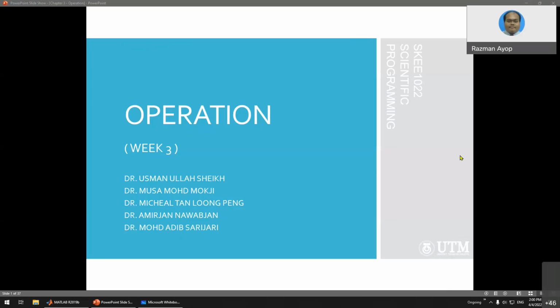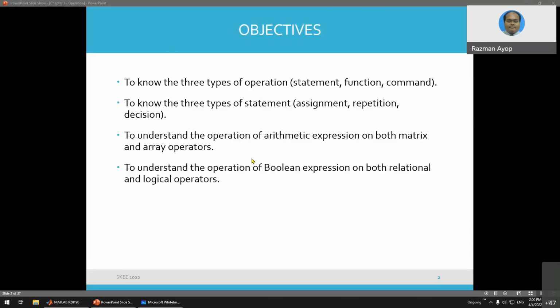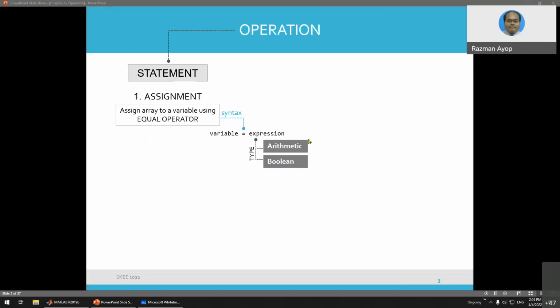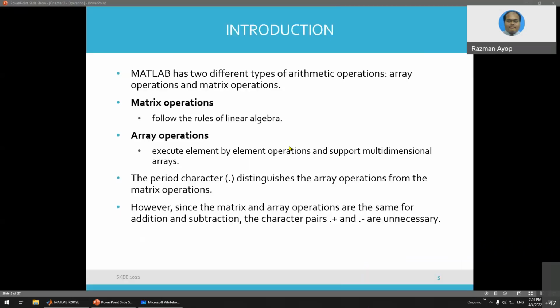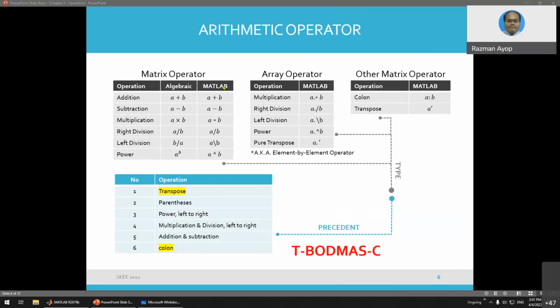Okay, so we continue with chapter 3. Last week, we learned about the operation. Let me refresh your memory. For chapter 3 operation, you have arithmetic and Boolean. For arithmetic, you have two types, either matrix and array. Matrix we have learned last week. So basically it is just the normal matrix operation you have learned in your previous learning.